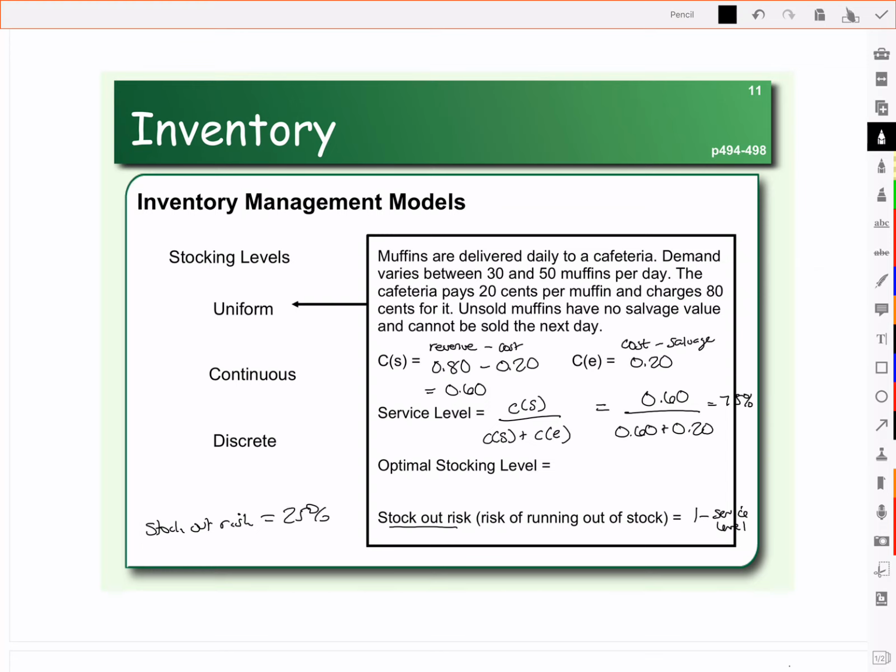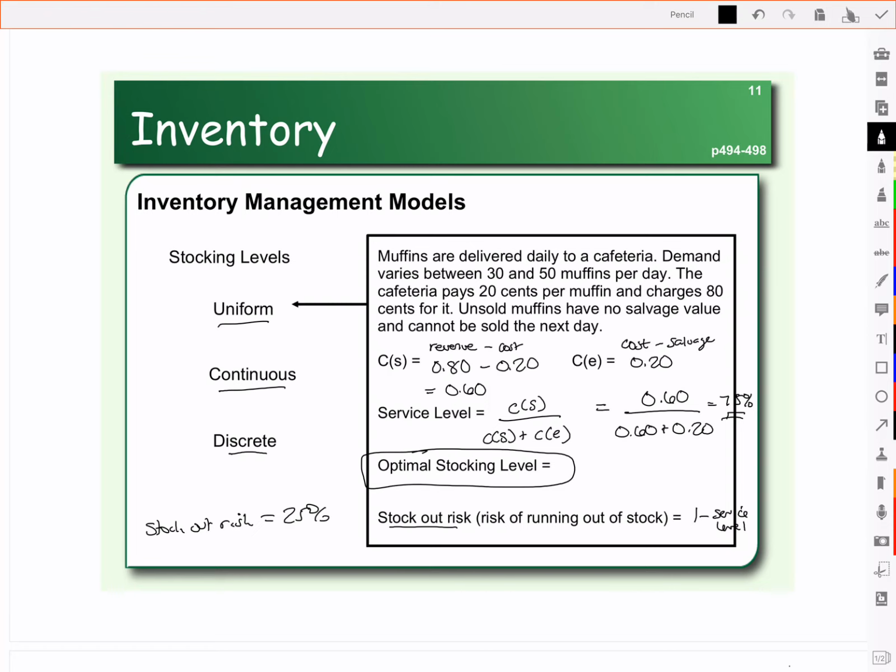Okay? Now, once we have the service level, we then need to figure out the optimal stocking level. So you want to have enough muffins 75% of the time. Then the question is, how many muffins do you order from your supplier to make sure you have enough 75% of the time? That's really going to depend on whether your stocking levels have a uniform distribution, a continuous distribution, or a discrete distribution. So we're going to look at each one of these.